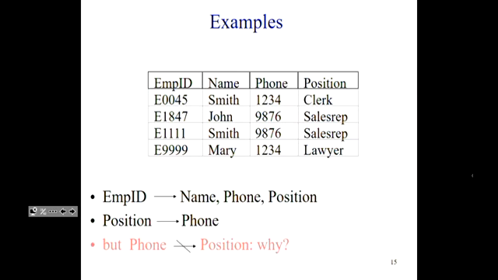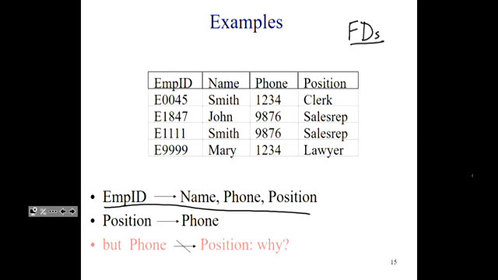So looking at this example, we could potentially infer or confirm that certain functional dependencies, or FDs for short, are valid. So let's say I wanted to check whether this is valid: emp ID implies name, position, and phone.